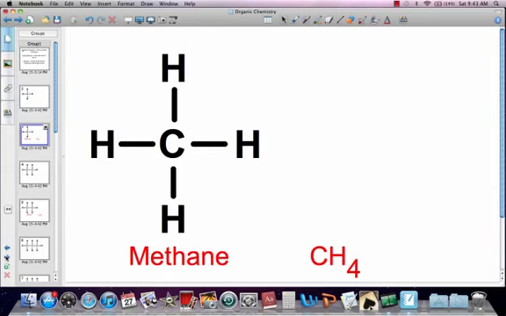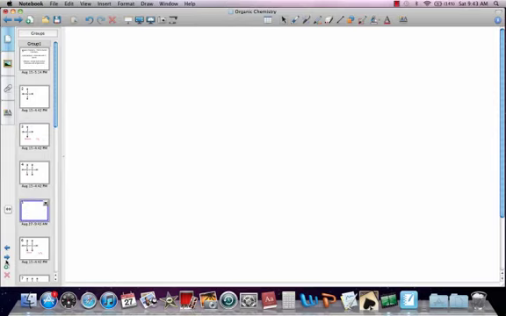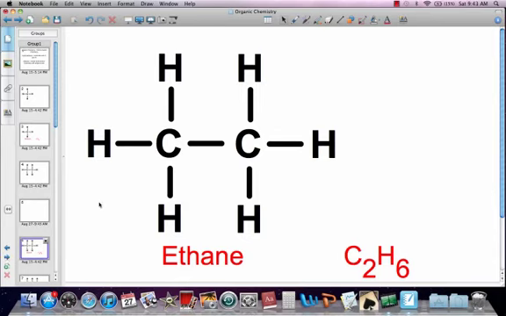All right. If I take this hydrogen off right here and replace them with another carbon, then it's going to look something like this. So now I've got 2 carbons that are single bonded. This one has 3 hydrogens attached to it. This one has 3 hydrogens attached to it. This is not called methane anymore. It's now called... Uh-oh, what just happened? Ethane. And ethane has the formula C2H6.